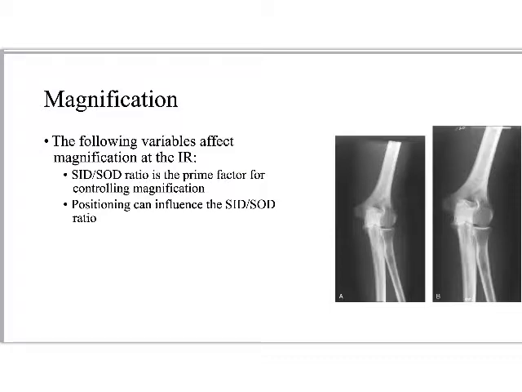So the image on the right is clearly more magnified, and the reason we can say it's magnified is because it's uniformly enlarged. There's not one part of it that's more enlarged than the other. So this is an increased OID. So positioning can influence this, right? So there are ways that we actually use magnification to our benefit.